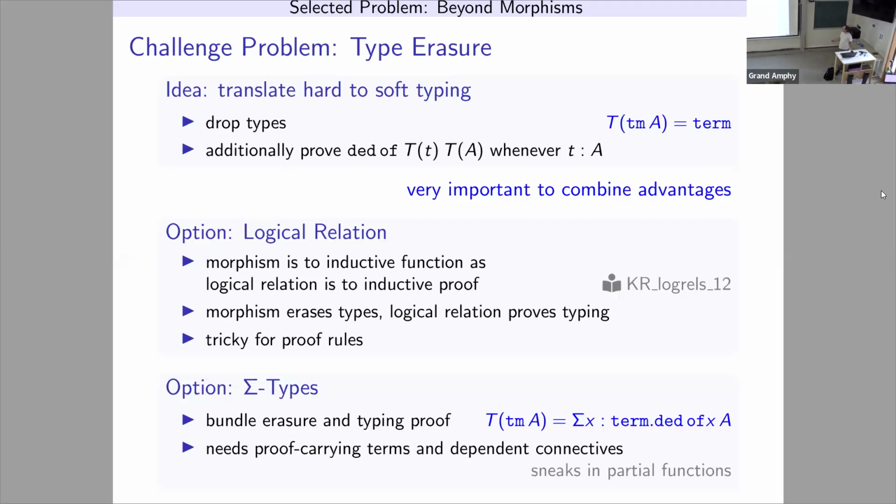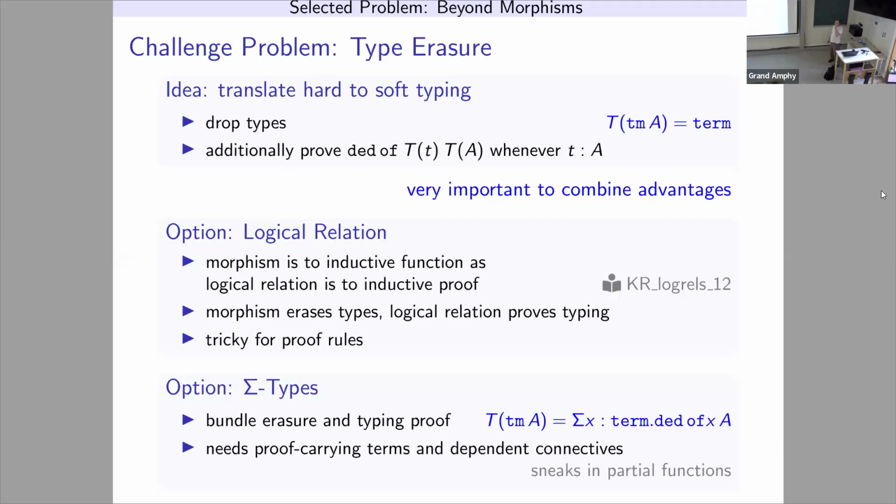Another option is to use sigma types. So instead of erasing the A completely, we just erase it and immediately pair it with the appropriate proof. So instead of having one translation that erases the types and a separate induction to recover the typing information at the level of proofs, we keep the type information around, pair it up with a translated term. So then we get proof carrying terms, where the translations of all the terms have proofs inside of them.